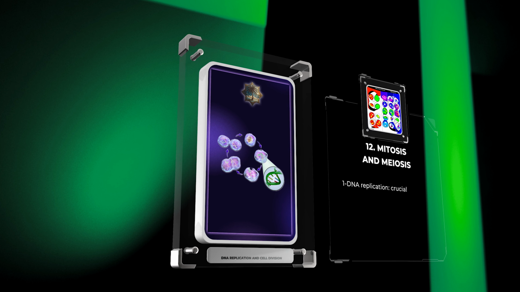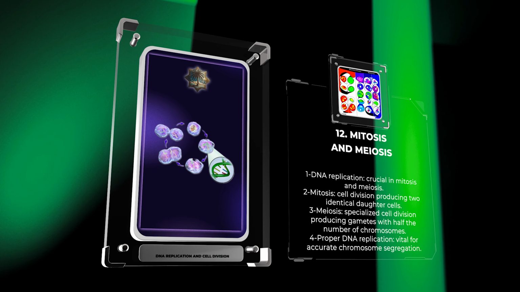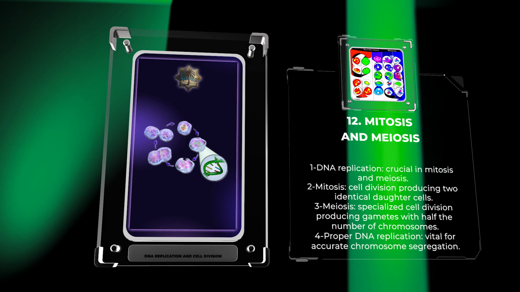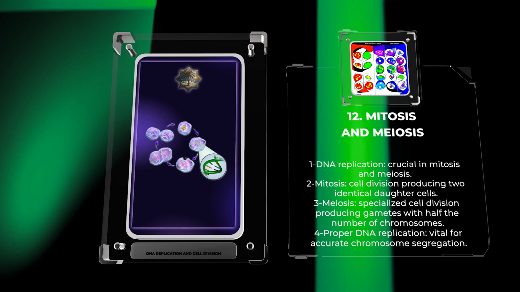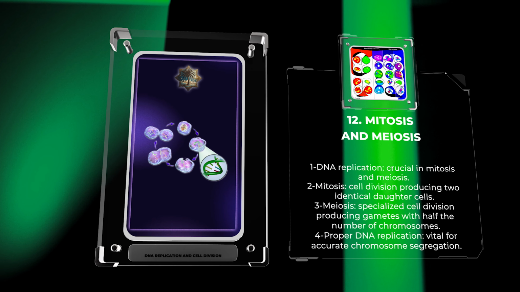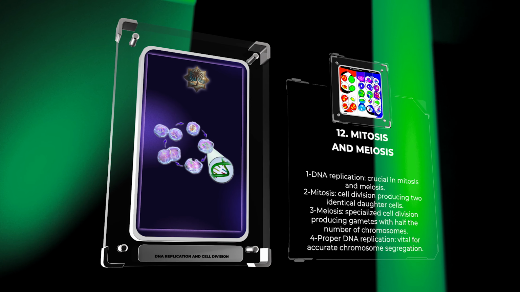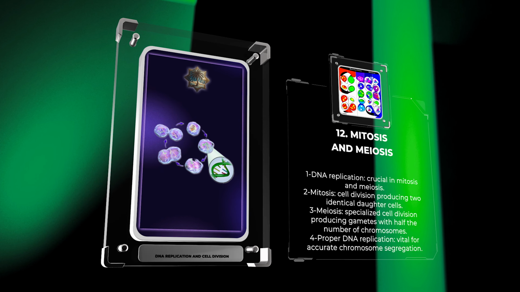DNA replication is a crucial step in both mitosis and meiosis. Mitosis is the process of cell division that produces two identical daughter cells, each with the same genetic material as the parent cell. Meiosis, on the other hand, is a specialized form of cell division that produces gametes, sperm and eggs, with half the number of chromosomes as the parent cell. Proper DNA replication is vital for the accurate segregation of chromosomes during these processes.